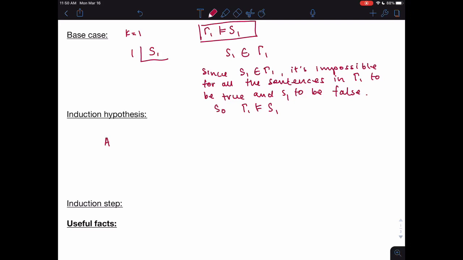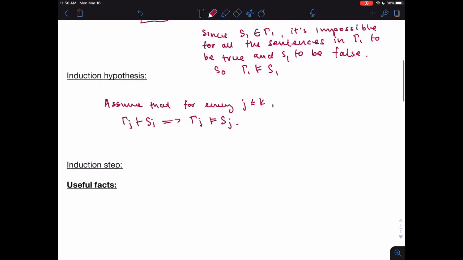So let's phrase it this way. Assume that for every j less than or equal to k, if you can derive sj from gamma j, then gamma j truth functionally entails sj. This is just the soundness theorem restated so that we're hypothesizing that it holds for everything up until a certain point. And that sets us up for our next step.